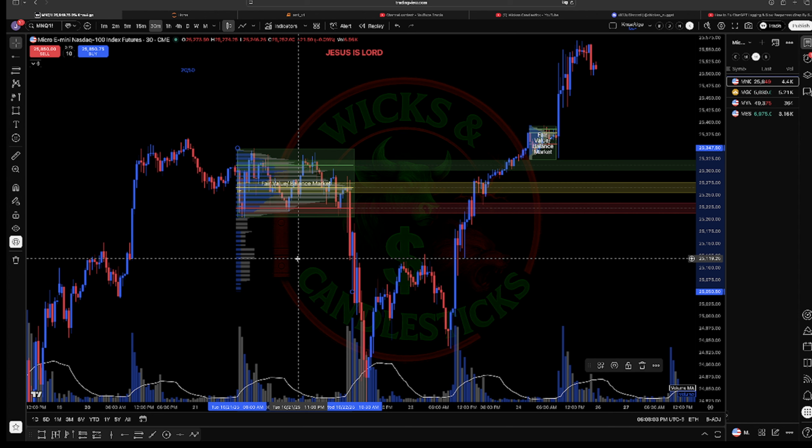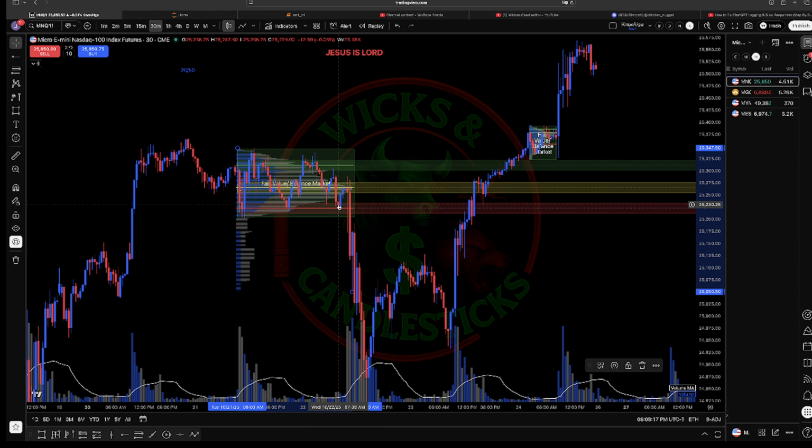Think about the house example again. If a house sits on one price and gets shown over and over and over, that's like high volume. A lot of people are agreeing that the price is worth looking at. But if the price barely gets shown and the price moves away fast, that's what you would call low volume. The market didn't agree right there.